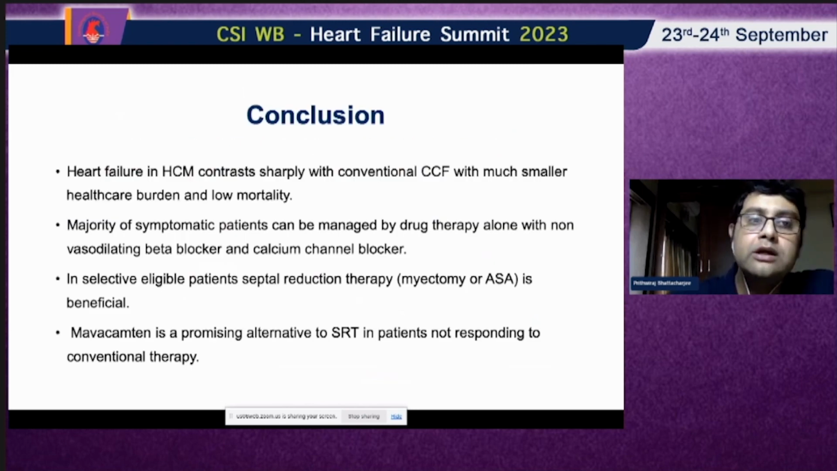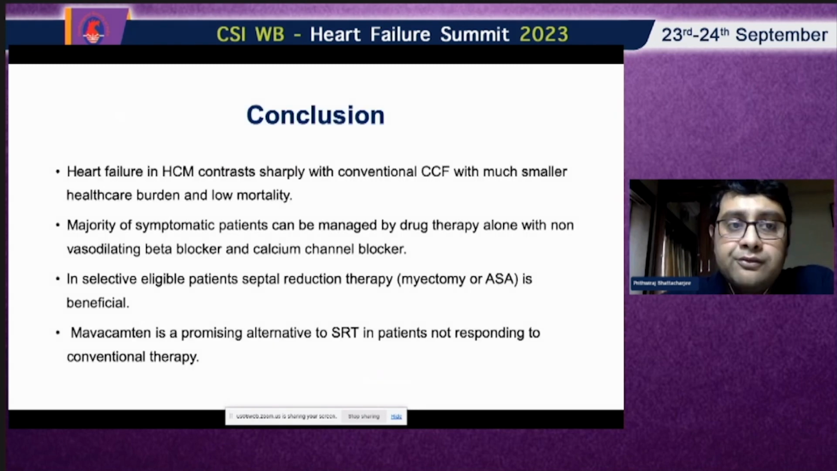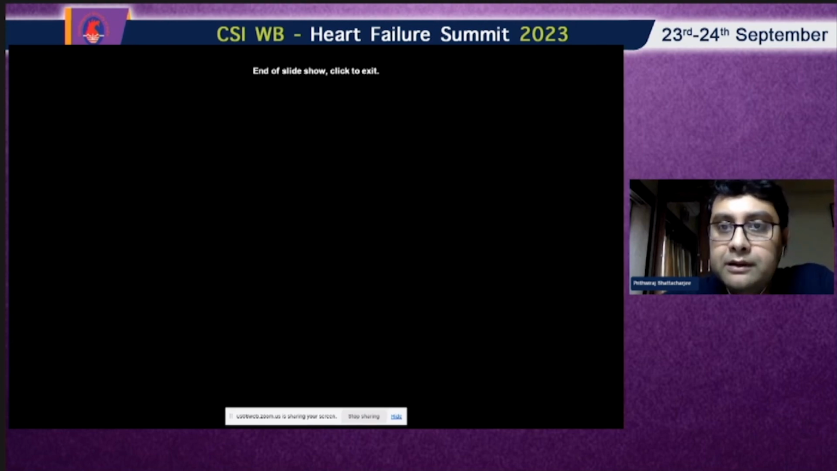And to conclude, heart failure in HCM contrasts sharply with conventional heart failure, with much smaller healthcare burden. The majority of symptomatic patients can be managed by drug therapy alone. In selected patients, septal reduction therapy is beneficial, and mavacamten is a promising alternative to SRT in patients not responding to the conventional therapy. Thank you.